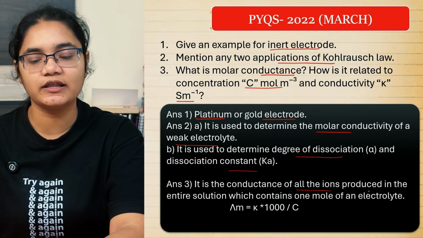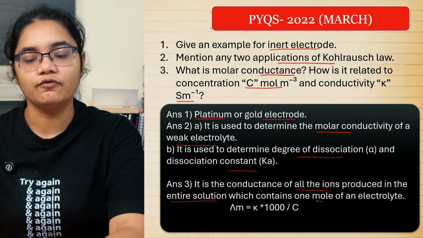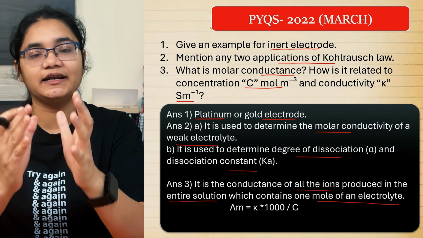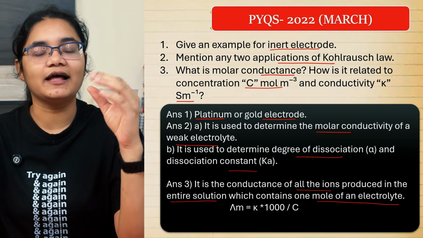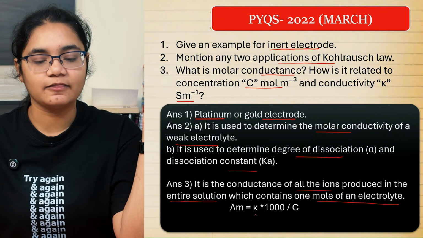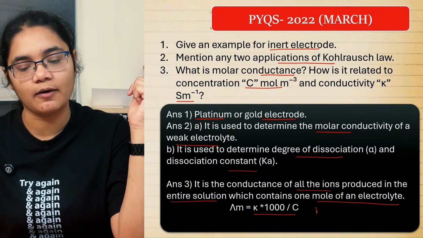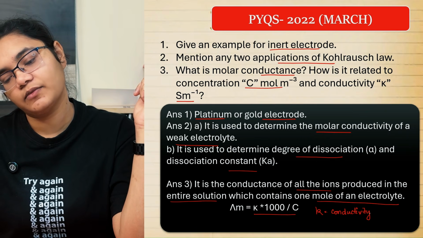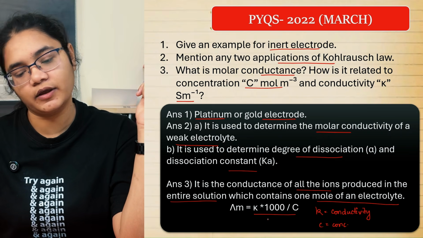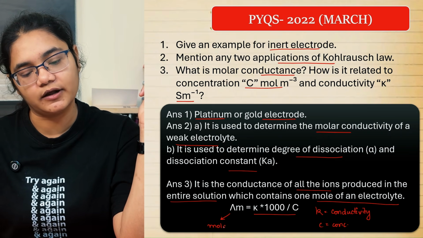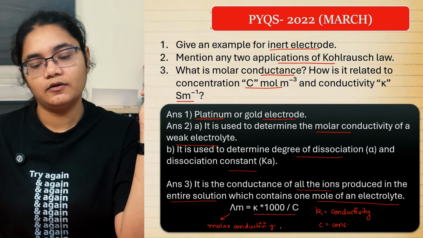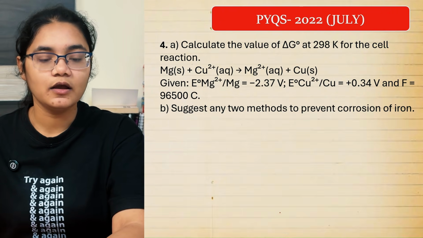Next, the relation between them. So what is molar conductance? It is the conductance of all the ions produced in the entire solution which contains 1 mole of electrolyte. So the conductance of all the ions present in 1 mole of an electrolyte is called molar conductance. And lambda m, the formula is kappa into 1000 by C, where kappa is conductivity and C is concentration, and lambda m is nothing but molar conductivity.